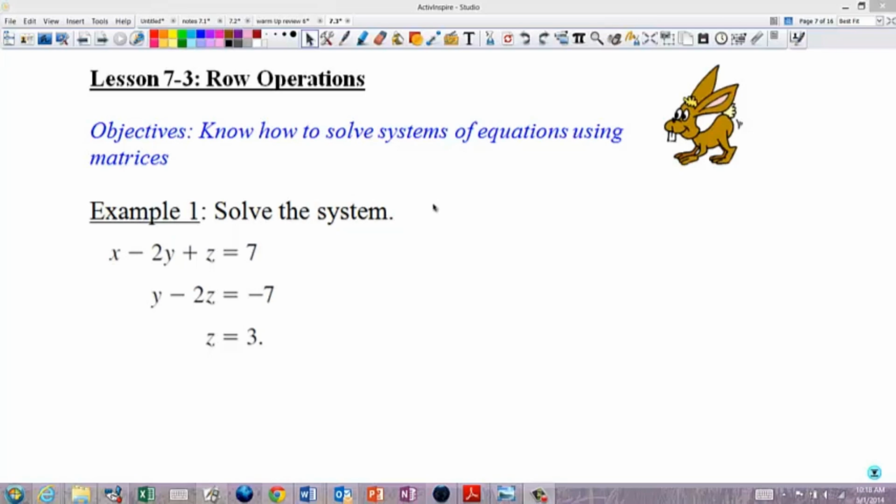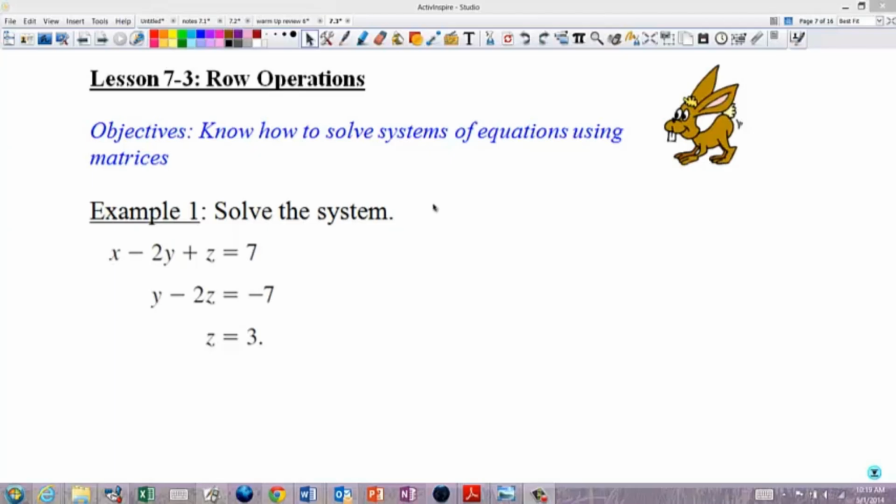Okay, this lesson is on row operations. It's knowing how to solve systems of equations using matrices, and we're actually going to do both. We're going to do them by hand, algebraically, and we're also going to do them by using matrices, because obviously we've had stuff all year long, calculator, no calculator. So if it's on the calculator part, great, use matrices, no problem, do it in 2 seconds. If it's on the no calculator part, you're going to have to do a little bit more work.